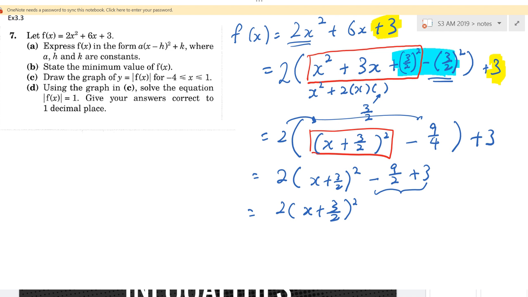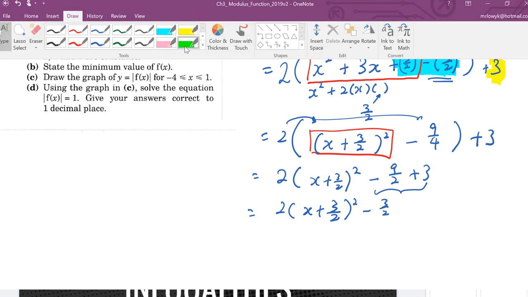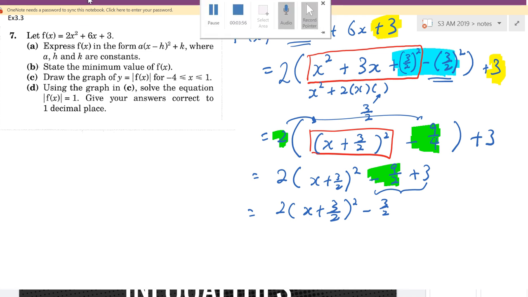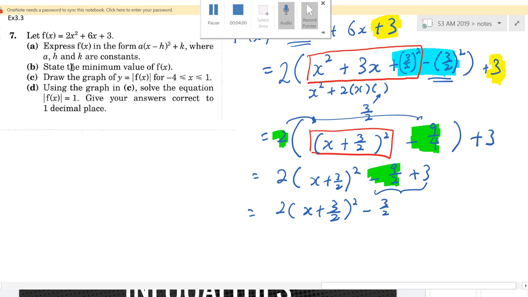Oh, thank you. Minus 3 over 2. So why suddenly become 9 over 2? Because the 9 over 4 must also times the 2, like the expansion like that. Then after that I plus 3, then I get that. Okay, done. Now, looking at this, I need to answer the question.